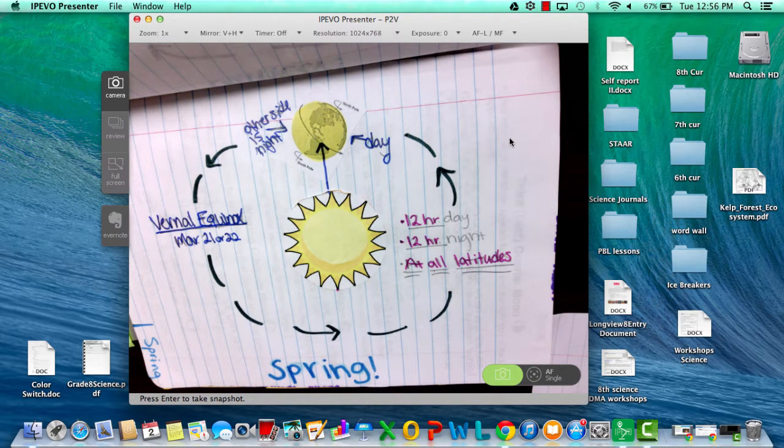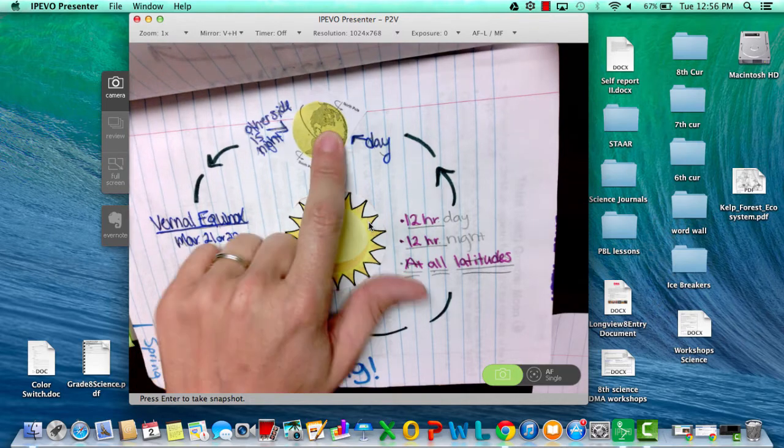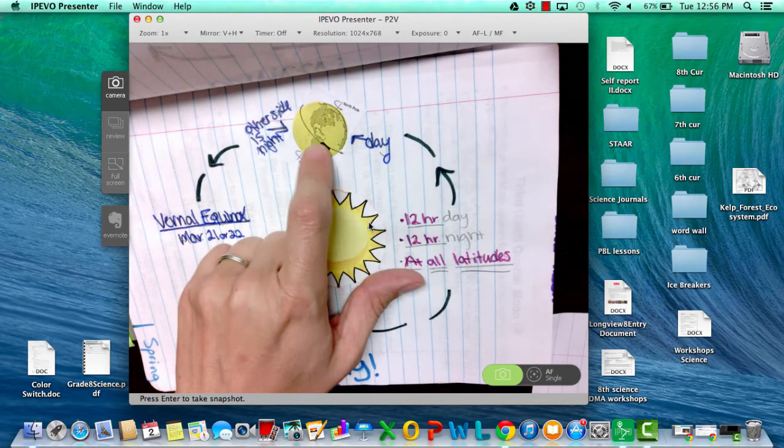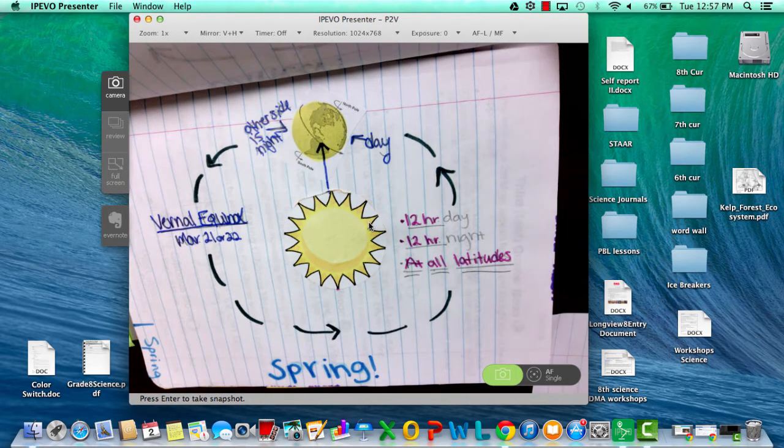Okay, I really encourage you guys to go back over this and look at it, because there are going to be a lot of pictures on some of the assessments where you're going to have to be looking at certain cities based on their latitude and figuring out if they're in day or night and what season.